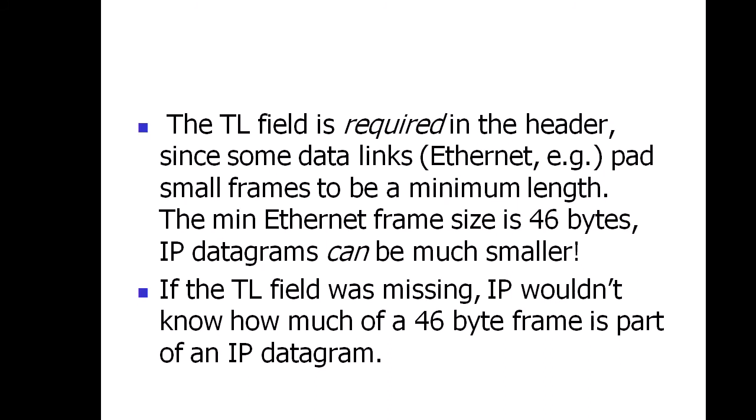The total length field is required in the header, since some data links pad small frames out to be a minimum length. So the first part of an IP packet's journey will be its transportation using perhaps Ethernet. So if you've got a very small IP packet and it's less than 46 bytes, then Ethernet is going to pad the IP packet out to 46 bytes. IP datagrams logically can be as small as 20 bytes. And if the total length field was missing, IP wouldn't know how much of a 46 byte frame is actually part, or the data part, of the IP datagram.